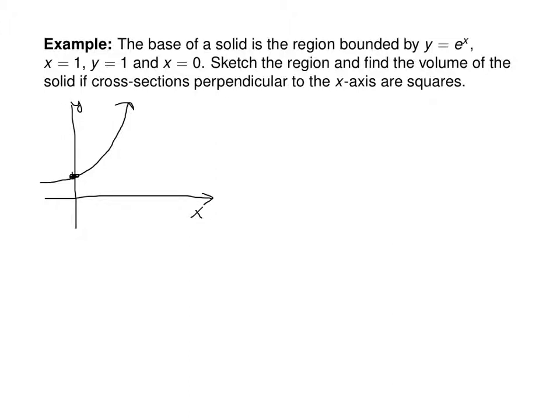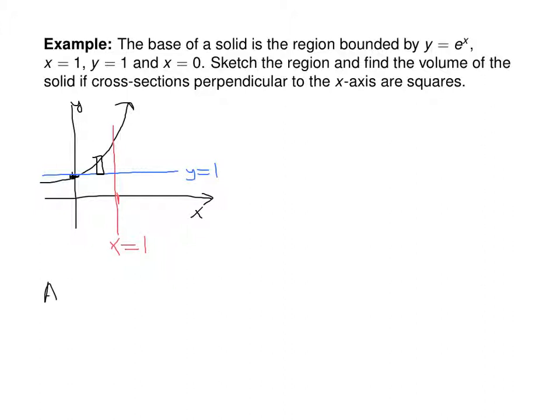All right, x equals 1. Got that vertical line. Horizontal line at y equals 1. And I guess we don't really even need the x equals 0 bound, but okay, so x equals 1, y equals 1. Cross sections perpendicular to the x-axis, so slicing this way, are squares.